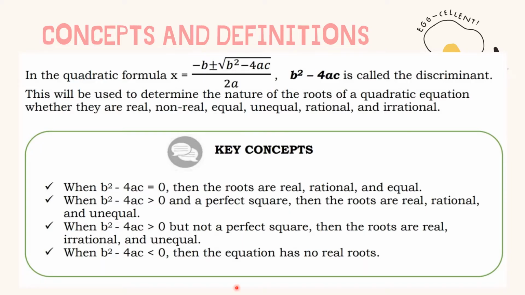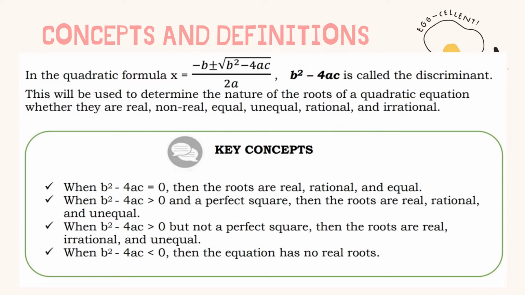In the quadratic formula x equals negative b plus minus square root of b squared minus 4ac over 2a, b squared minus 4ac is called the discriminant. This will be used to determine the nature of the roots of a quadratic equation, whether they are real, non-real, equal, unequal, rational, and irrational.